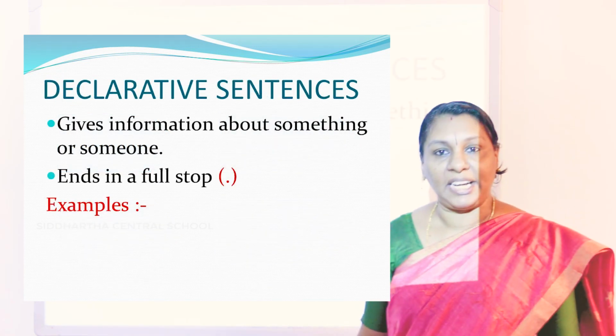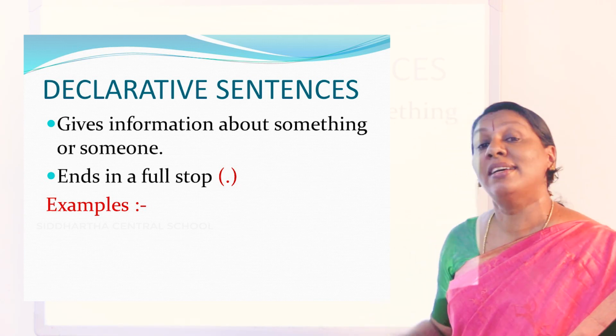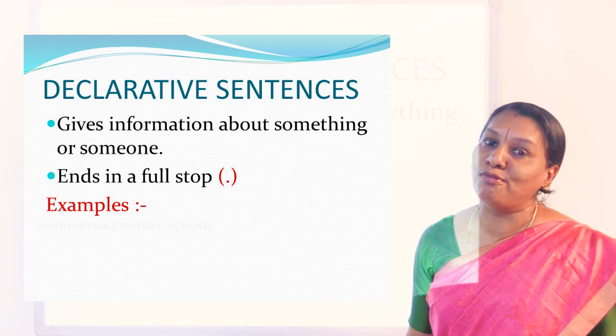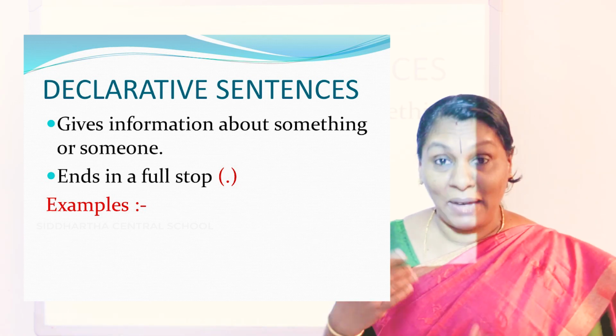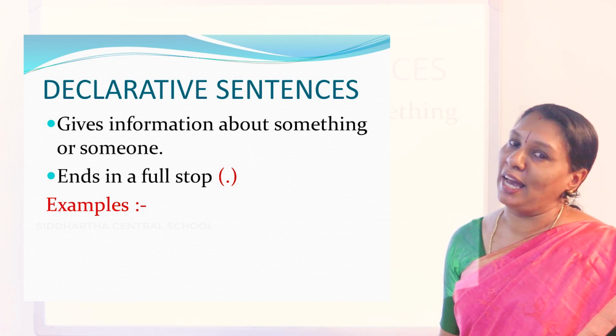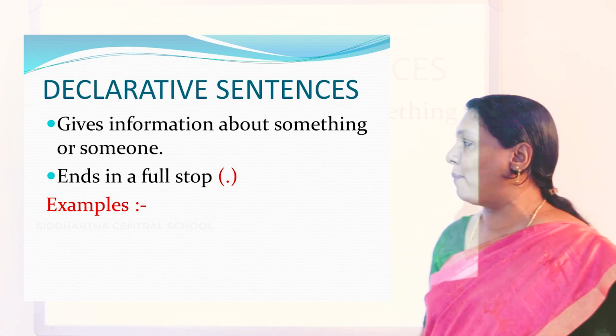What is a declarative sentence? A declarative sentence gives us information about something or someone. It always ends in a full stop. Let me explain once again. Declarative sentence gives information about something or someone. It always ends in a full stop.